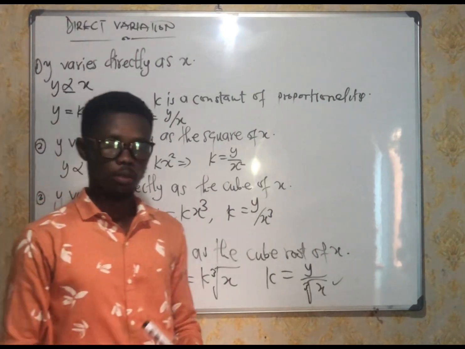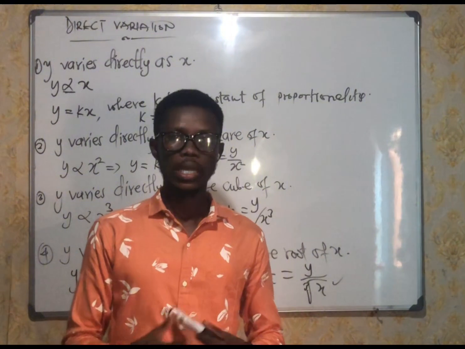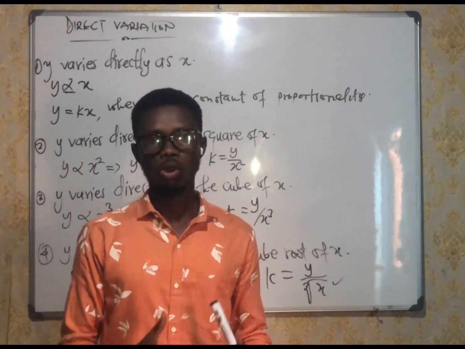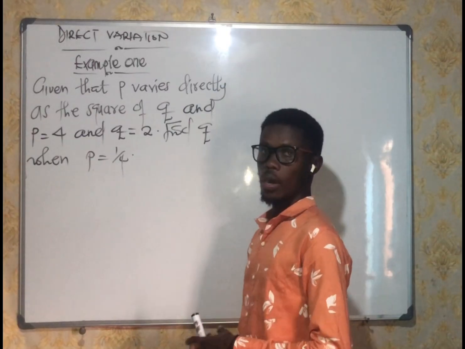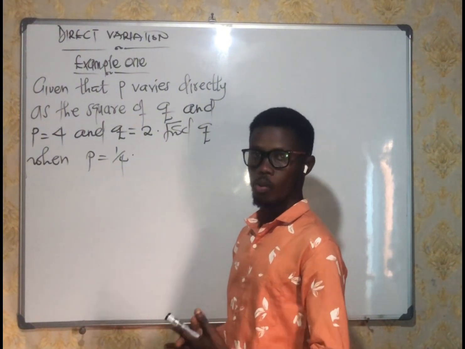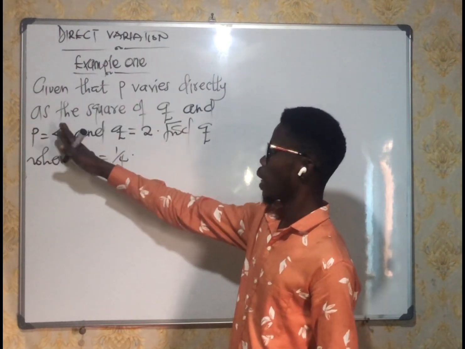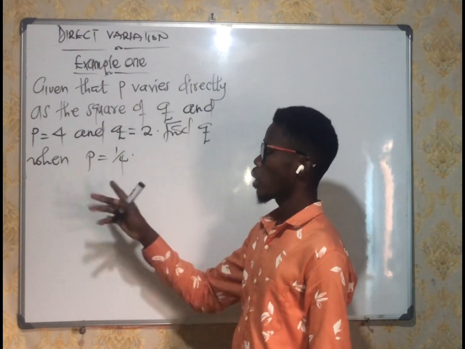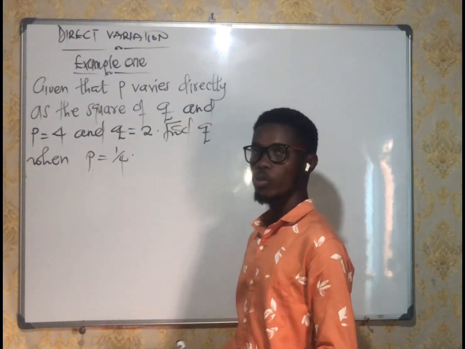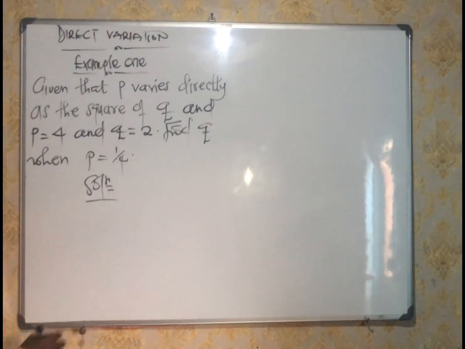Is that okay? Good. So this is how we write the variation, and that's how we change the variation symbol to an equal sign. Thank you. Now let's look at how to solve some examples. Example 1 under the direct variation: given that p varies directly as the square of q, and p is 4 when q is 2, find q when p equals 1 over 4. So now this is our solution.